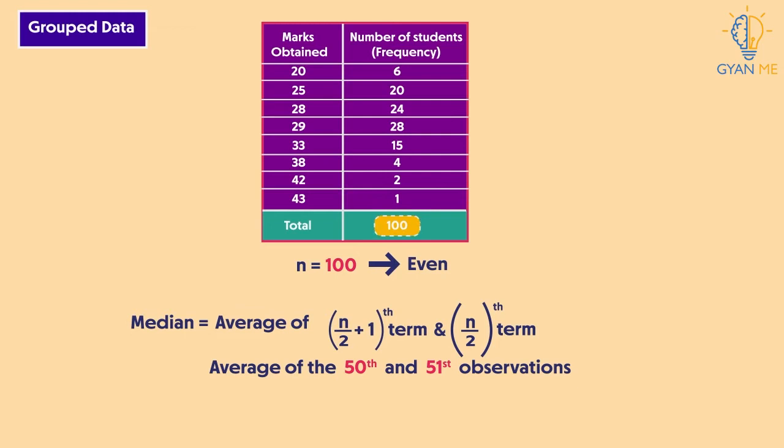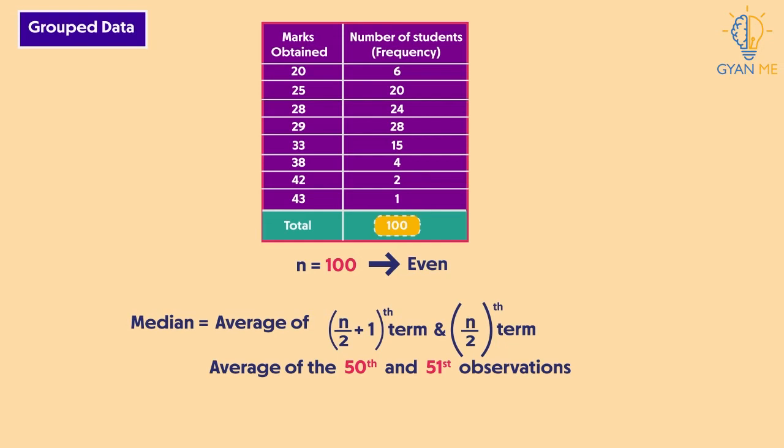But from the table, it is not clear which observation is on 50th position and which is there on 51st position. This would be easy if the data was ungrouped or raw data. But from grouped frequency distribution like this, we cannot find a particular observation directly. So what do we do then? So how can we find out which is our 50th and 51st observation?